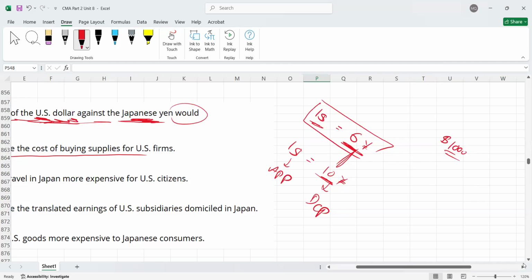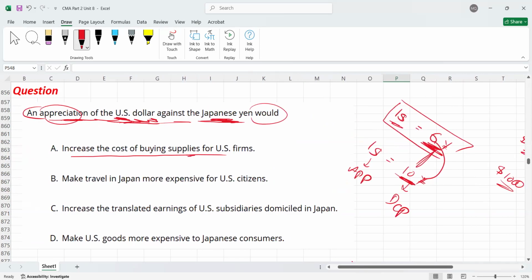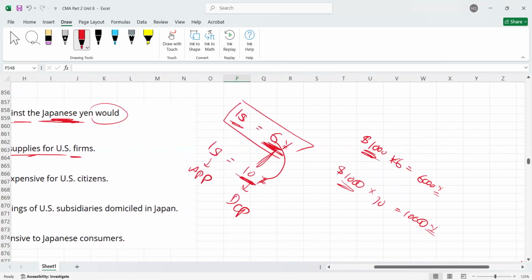If the rate moves this way, then as per the previous rate, you multiply by 6, you have to give 6,000 yen to buy $1,000. But now you have to give 10 yen per dollar, which means 10,000 yen to buy $1,000. Understood? So tell me what happened here. Your cost will increase or not? Previously, to buy $1,000 you had to give 6,000 yen, but now you have to give how much? 10,000 yen. So tell me, has your cost of supplies increased or not? What do you think? Just think.